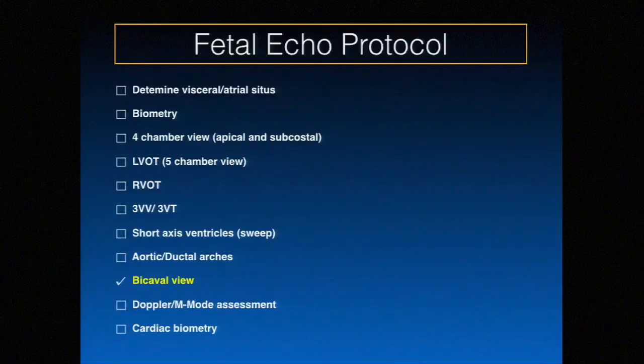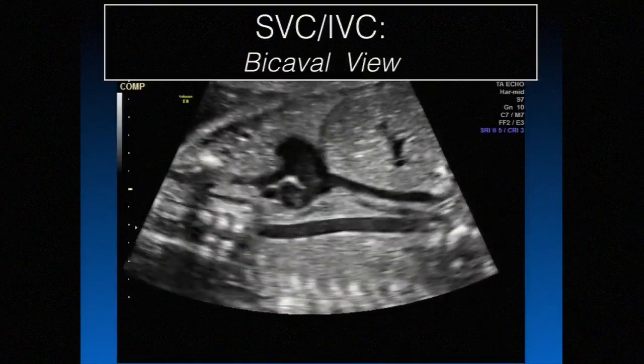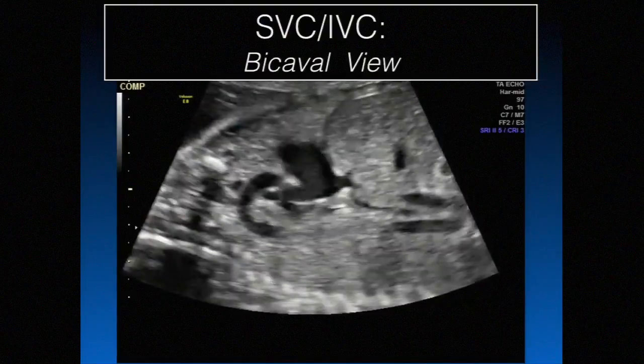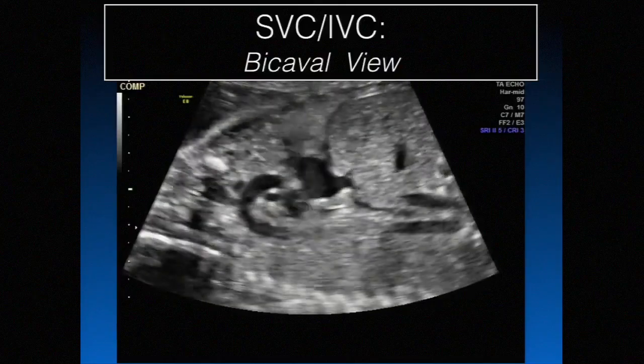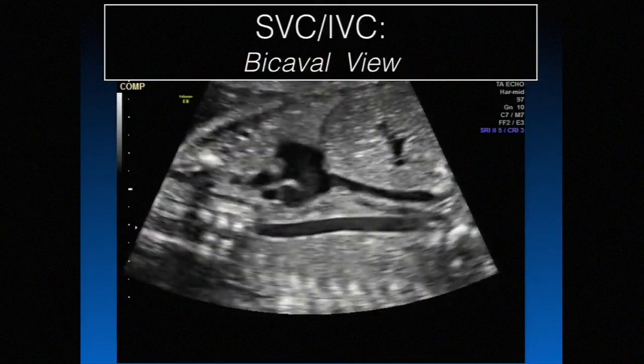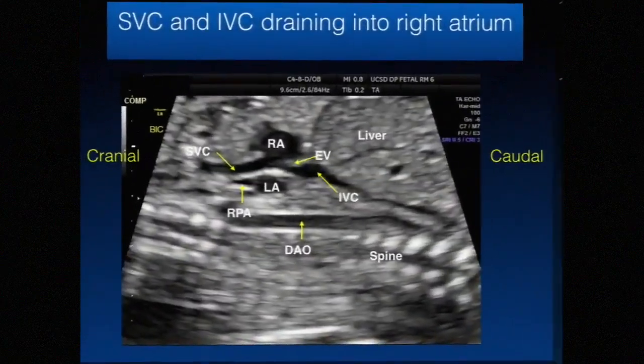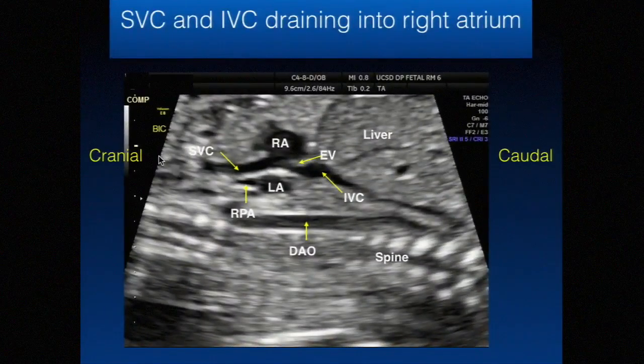And then moving into the bicaval view. So I think this is a nice sweep because it is very close to the level of your aortic arch as well. And we can actually appreciate a lot of anatomy from this view. So just taking a step back, I've labeled it cranial, up towards the head, towards the feet. We have our right atrium, our SVC entering here, IVC, eustachian valve, which I will show you in a clip, as well as your left atrium, and your right pulmonary artery in cross-section.